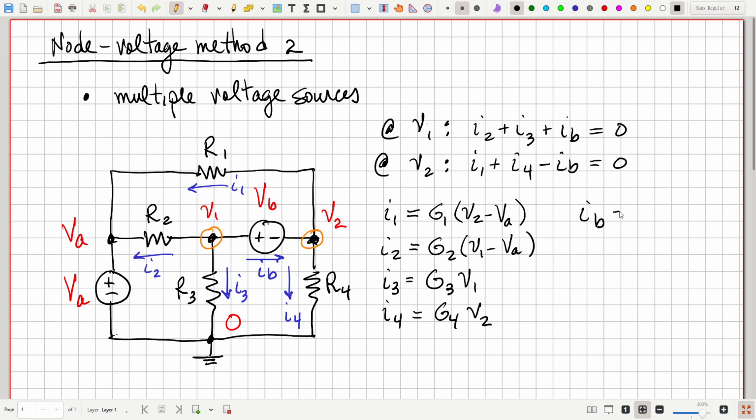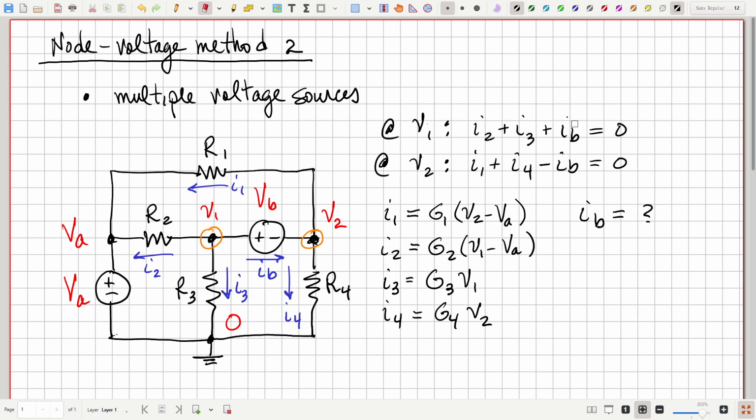What is that current? Well, it's the current through a voltage source. And we don't have a formula for the current through a voltage source. The current through a voltage source is not constrained by any law directly, right? The voltage is fixed, but the current can be anything. So what do we do?